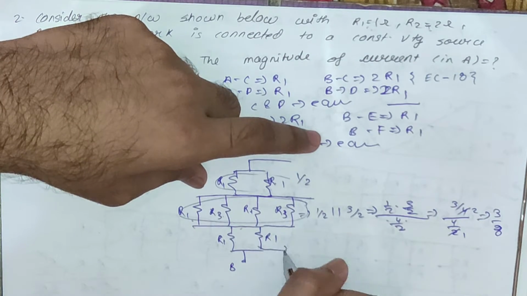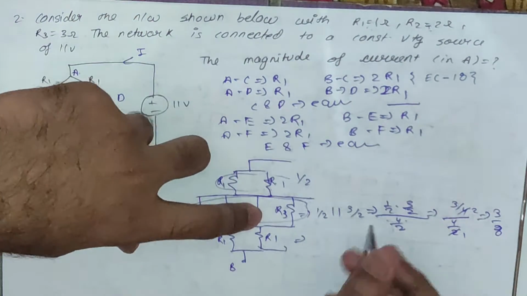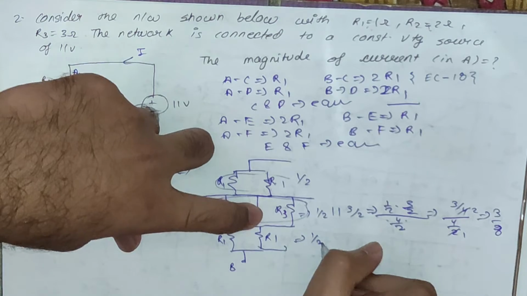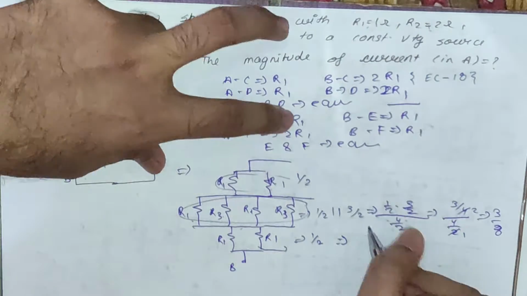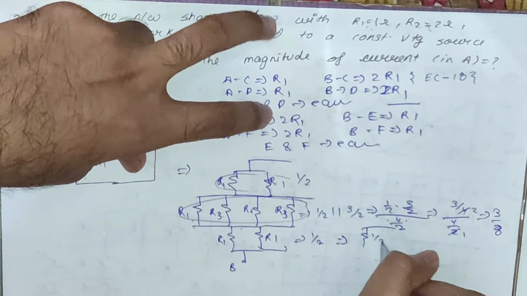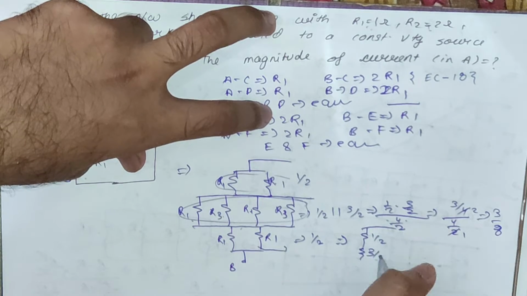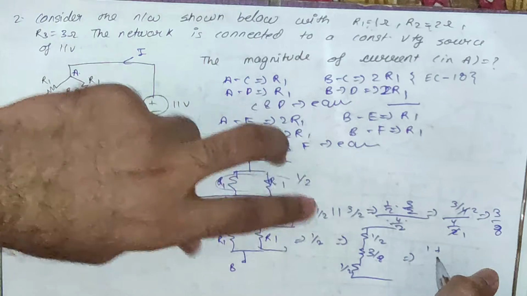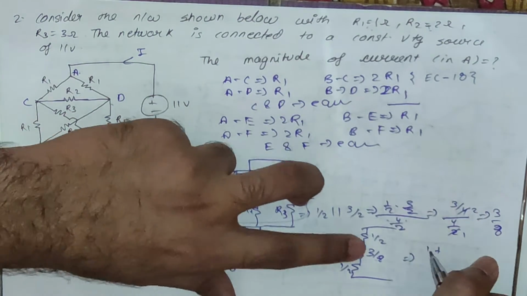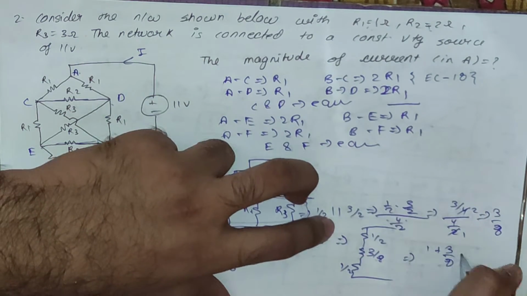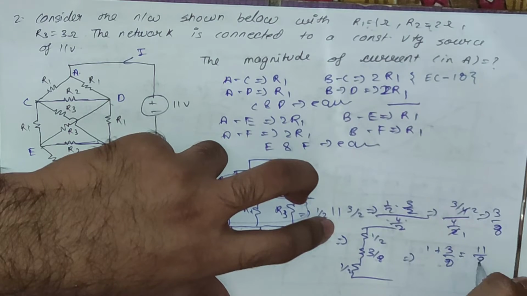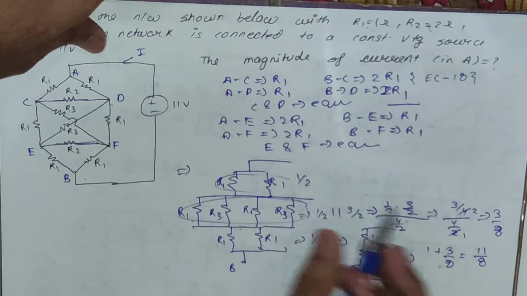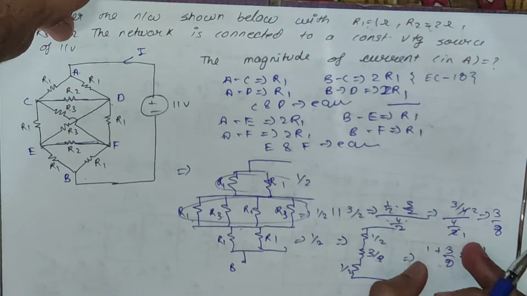Similarly, for these 2 resistances, it will be 1 by 2 as R1 is 1 ohm. Okay, so now you can see we have 3 resistances in series, which are 1 by 2, 3 by 8 and 1 by 2. Okay, so it is nothing but 1 by 2 plus 1 by 2 will be 1, 1 plus 3 by 8. Okay, so we will get 8 plus 3, it is nothing but 11 by 8 is the equivalent resistance of this network.